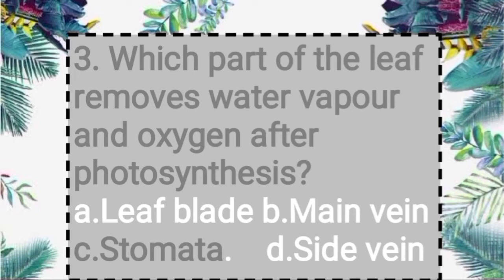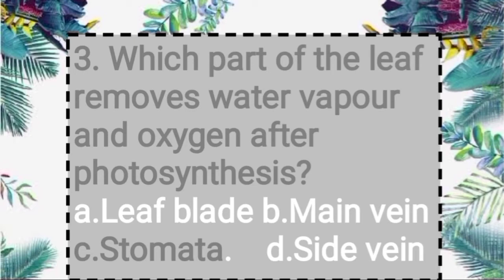Option A, leaf blade. Option B, main vein. Option C, stomata. Option D, side vein. Answer is option C.